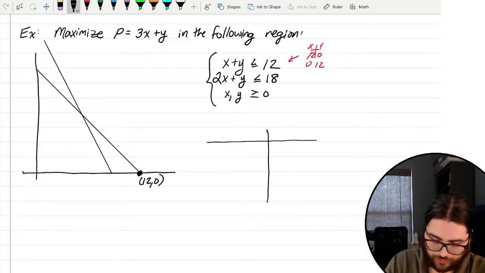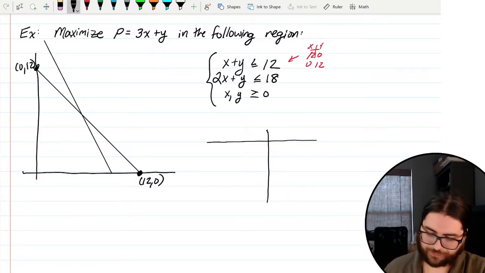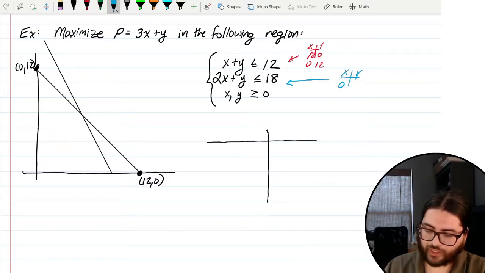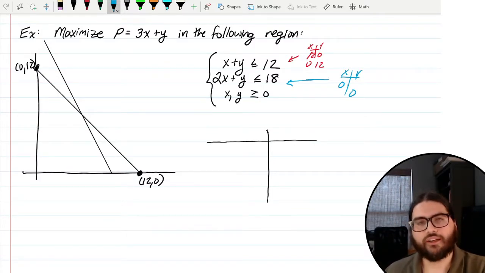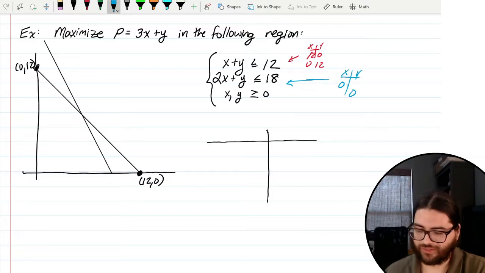12, 0 and 0, 12. And for this line, the intercepts, remember to find the intercepts, I'm just plugging in x equals 0 and y equals 0. In this class, we're going to try to stick to lines which can be graphed this way. I know that if we have to, we can turn this into slope-intercept form, y equals mx plus b. But again, we're going to try to stick to lines that can be graphed using intercepts in this class.